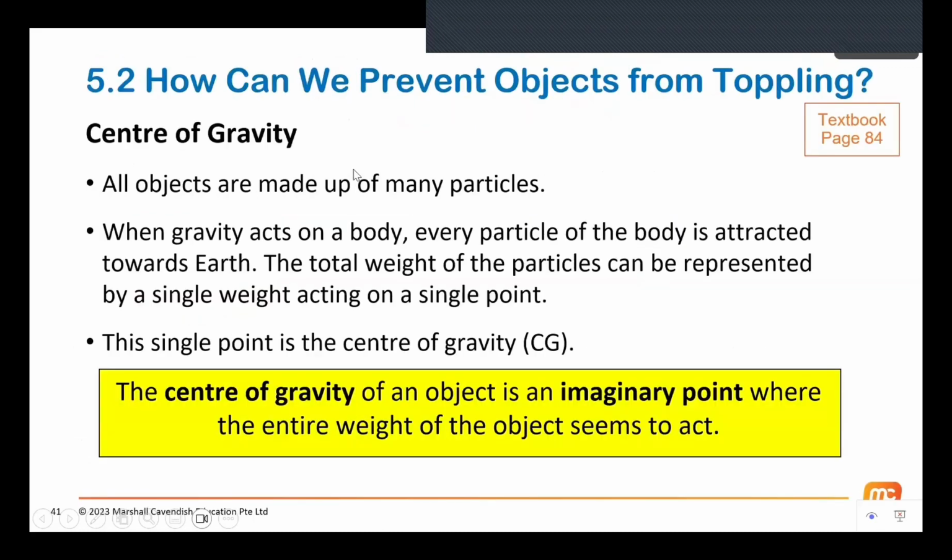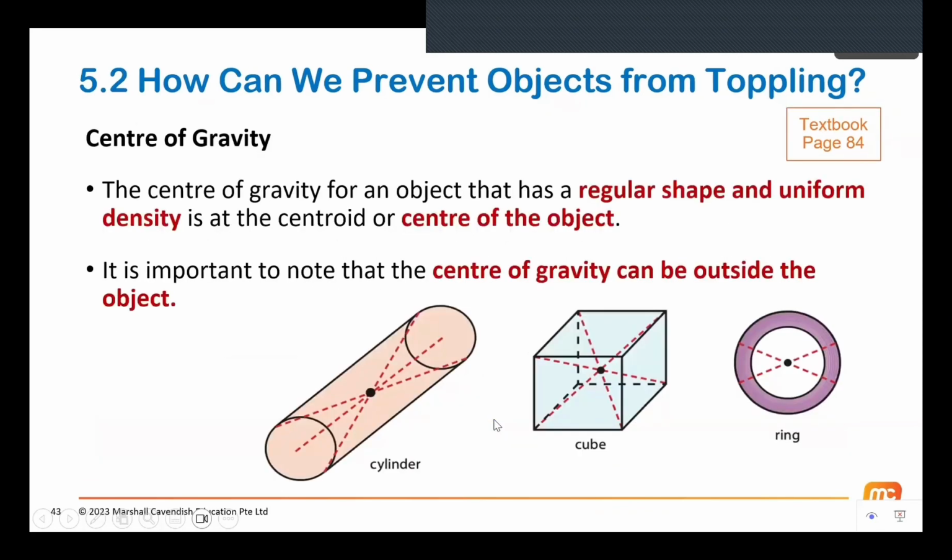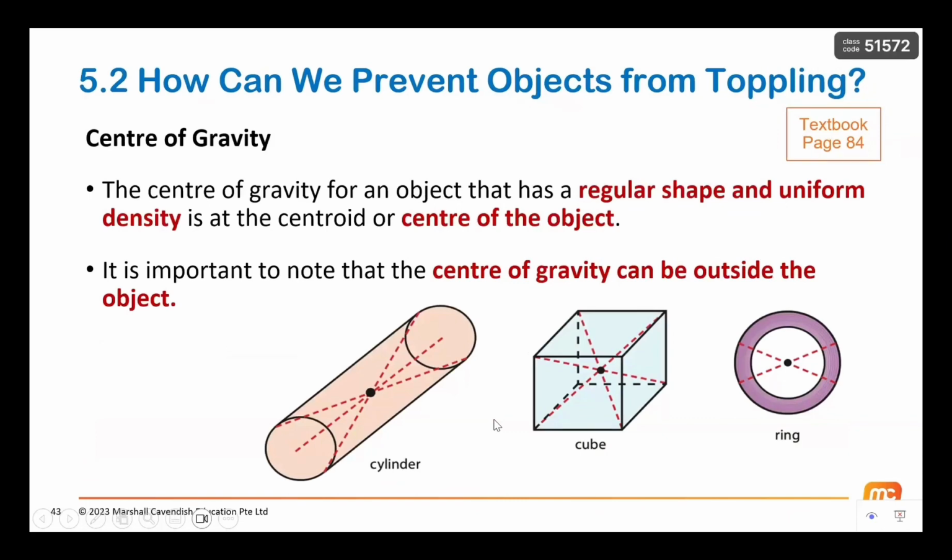So center of gravity, you can read the rest yourself. We take it as the center of gravity. The definition for it is an imaginary point where the entire weight of the object seems to act. So center of gravity is actually a point, a point where the whole weight of the object appears to act as just a single point. For regular objects with uniform density, we say that the center of gravity of the object is exactly at its center.